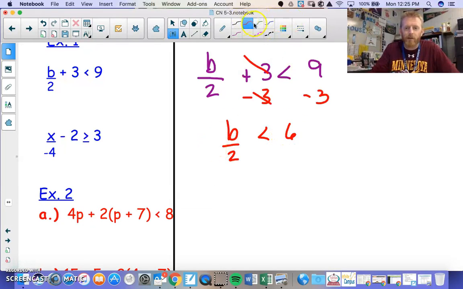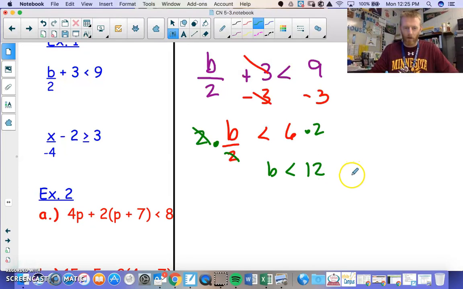And then we're going to undo the divided by 2 by multiplying by 2 using our inverse operations. And we're pretty good at this kind of stuff, I think. So we're left with b is less than 12. You can put an open circle at 12, shade it to the left. And that's how you do that particular problem.